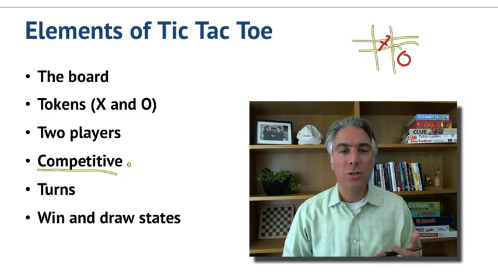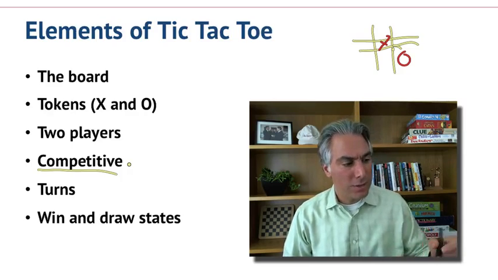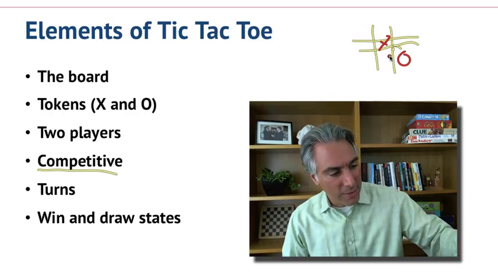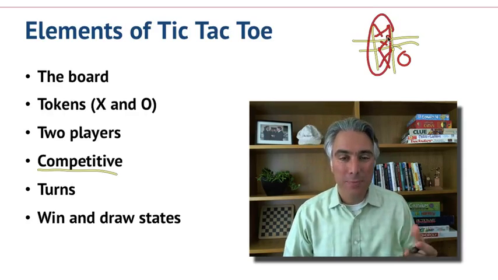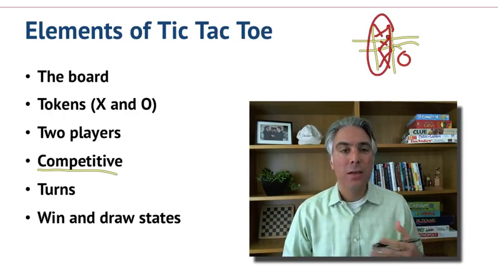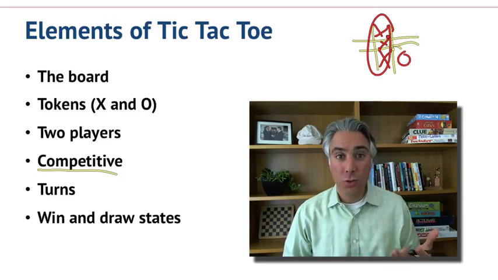And the game defines certain situations where we say one player wins. So if, in fact, I'm able to make 3 X's in a row here, I have won the game. That is called a win state. Similarly, if we get to a point where all the boxes are filled up and no one has 3 in a row, that's a draw.